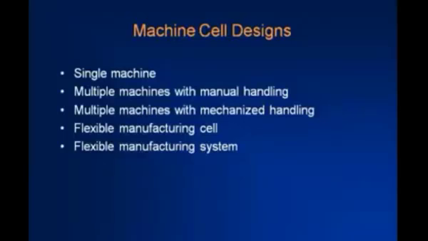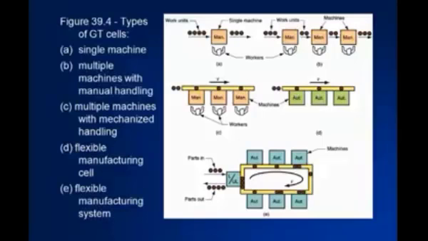Machine cell designs. There are certain designs related to single machine, multiple machine with manual handling, multiple machine with mechanized handling, flexible manufacturing cell, and flexible manufacturing system. The difference between cell and system is that in the system there would be more cells. So these are the types of group technology cells.